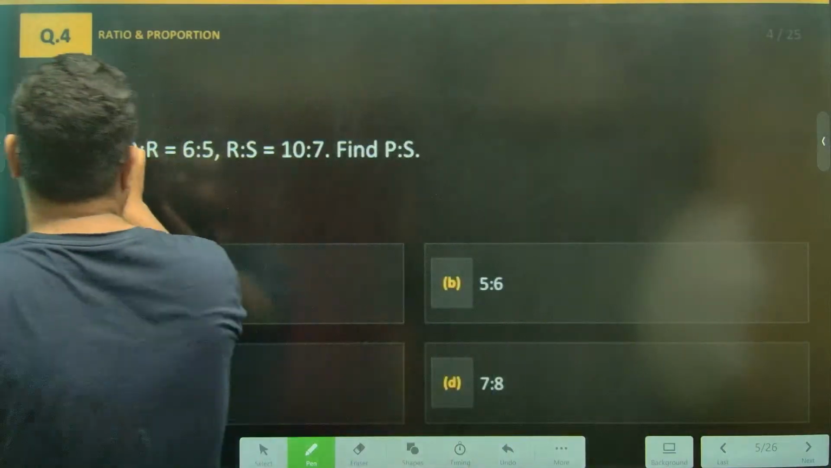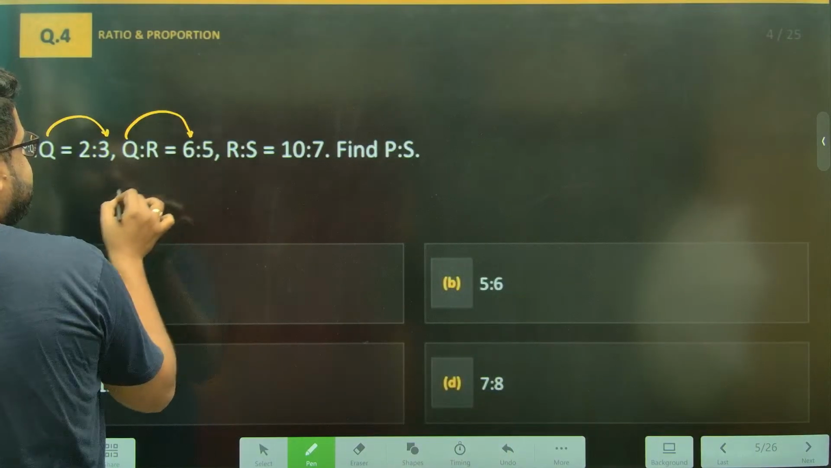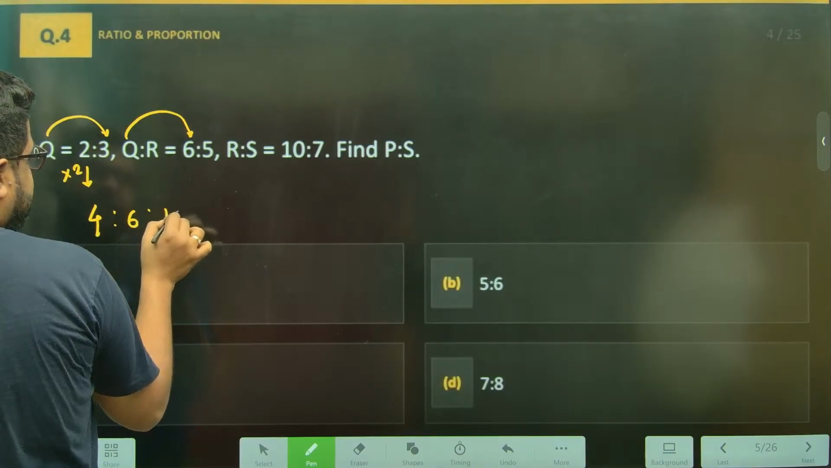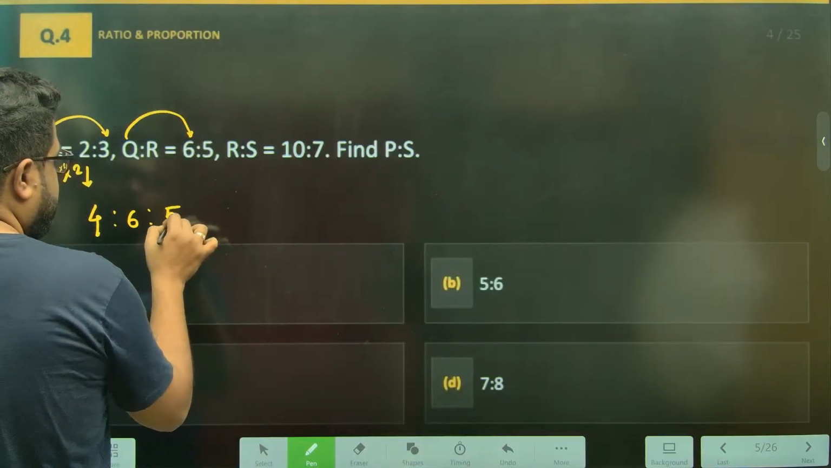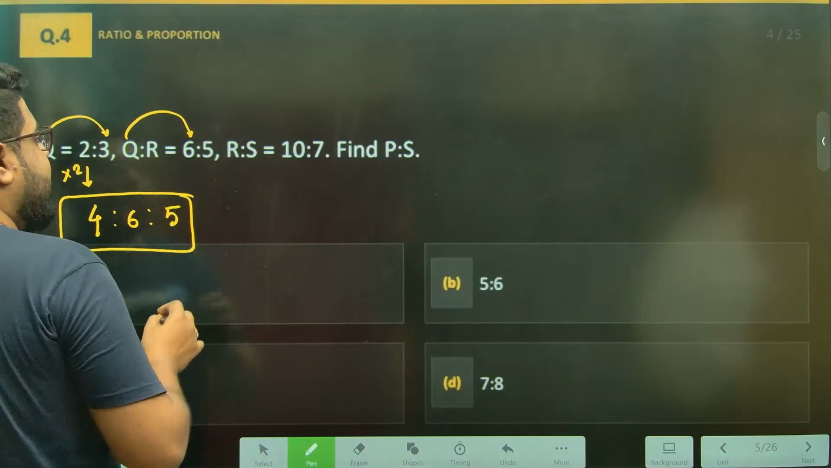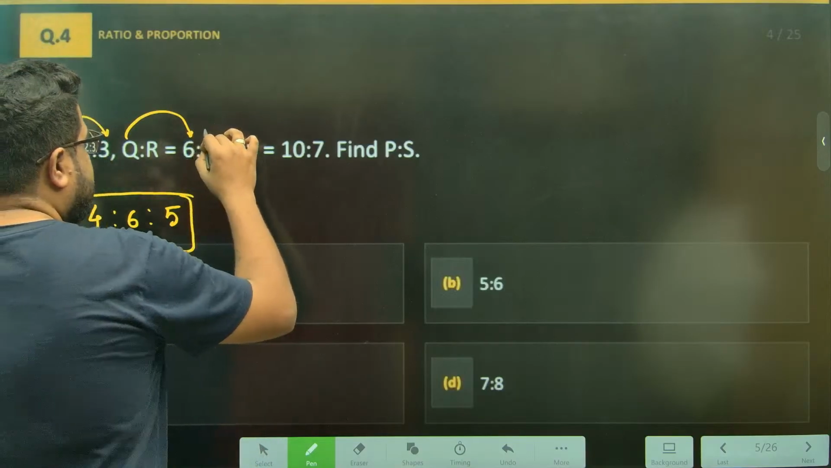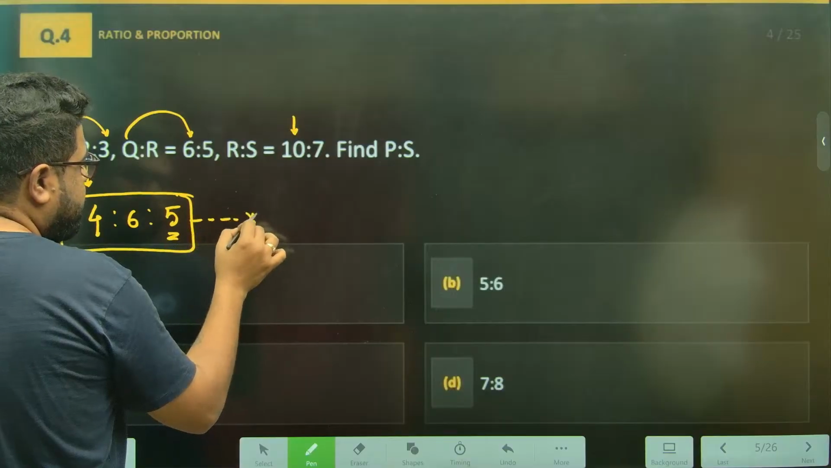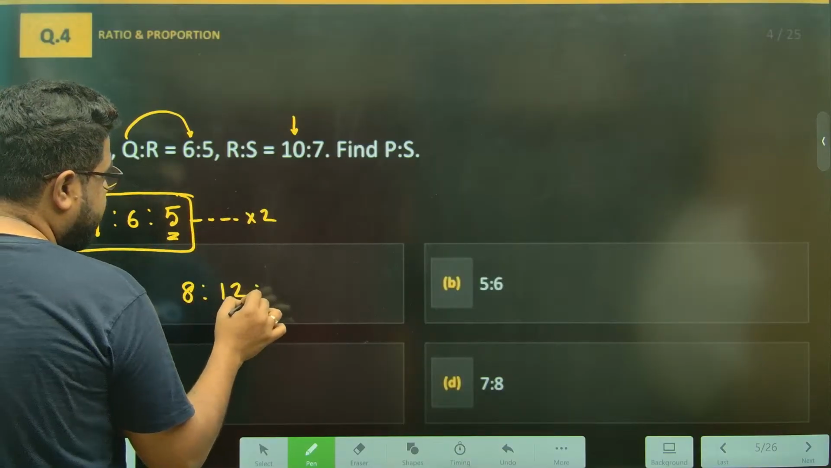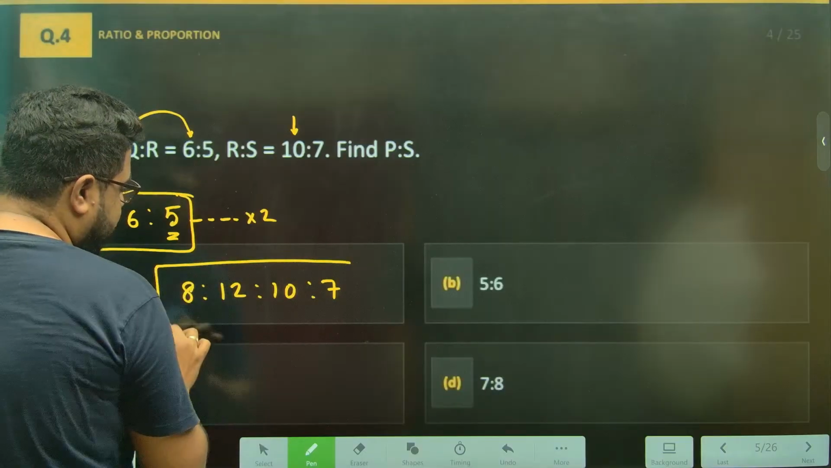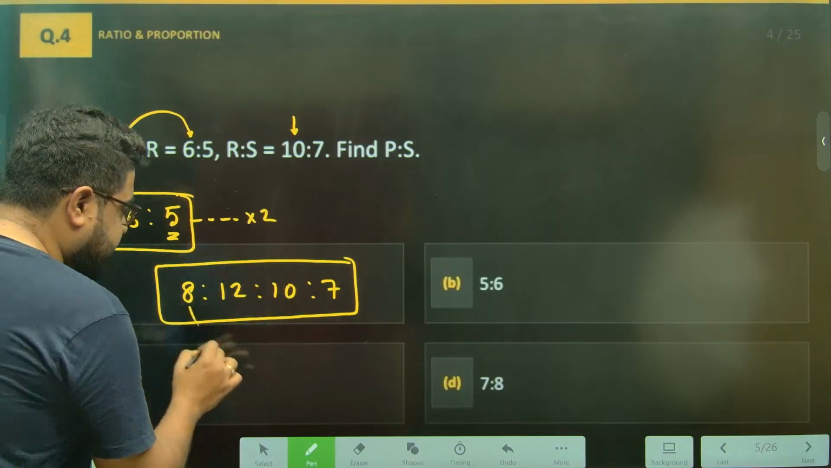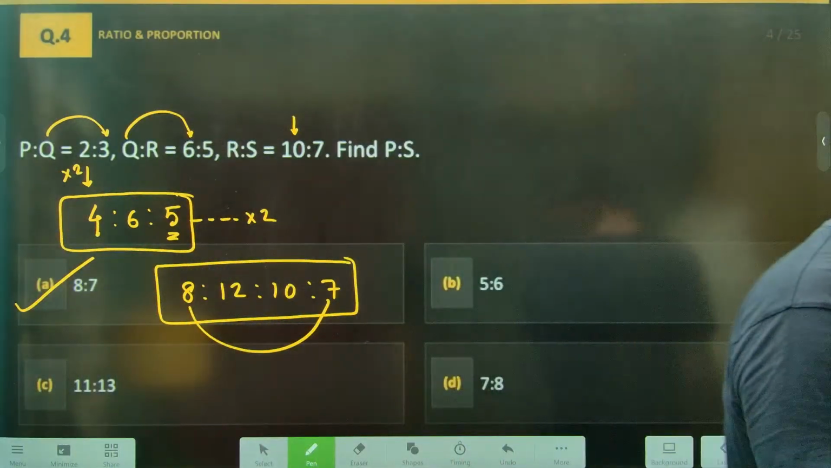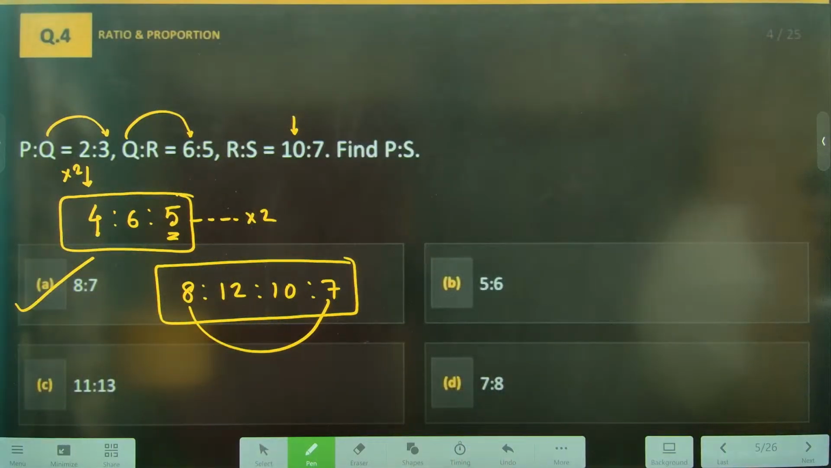Over here Q is 3, over here Q is 6, meaning you multiply this by 2. So P is to Q is to R will be 4 is to 6 is to 5. R and S is also given. Here R is 5, there R is 10, meaning you multiply this again by 2. So it will become 8, 12, 10 and 7. PQRS. They are asking P is to S, which will be 8 is to 7. Option A is 100% the correct answer.